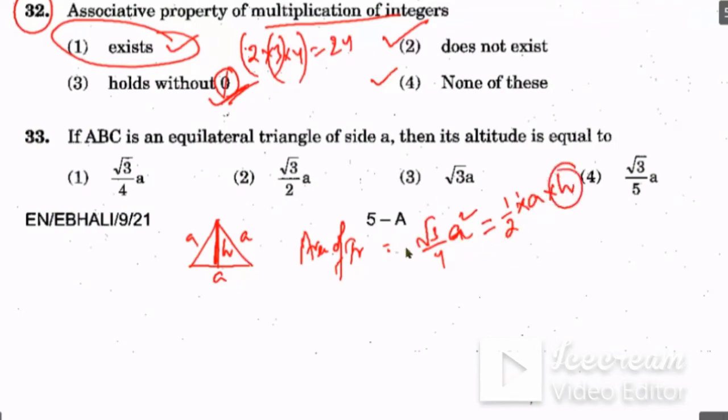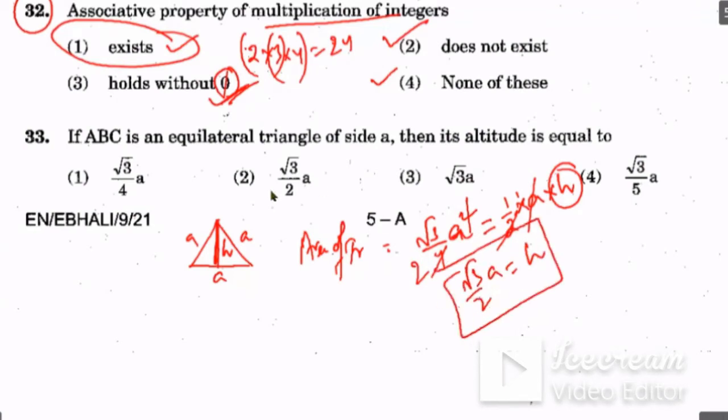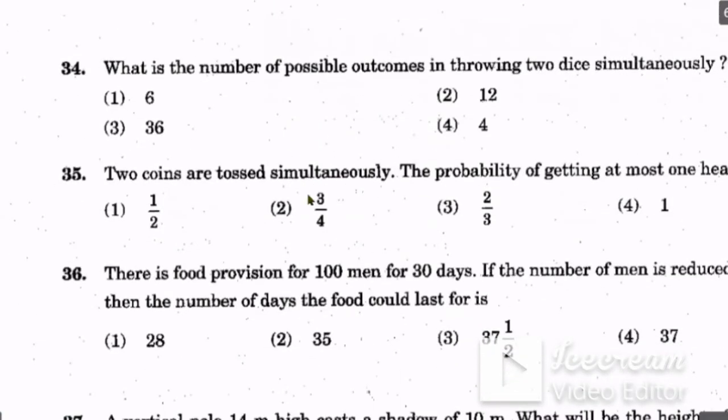So take everything on the other side, or you can reduce it like this. One a from a square will cancel with the a, and 2 will cancel in 4 by 2 to the 4. So what you will get, h is equal to under root 3 by 2 a. So the answer is 2, root 3 by 2 a. Next question, question number 34.